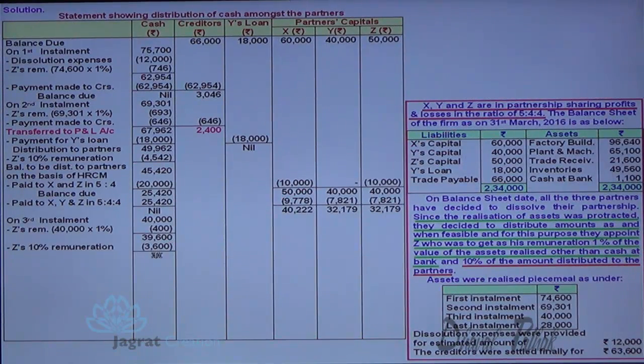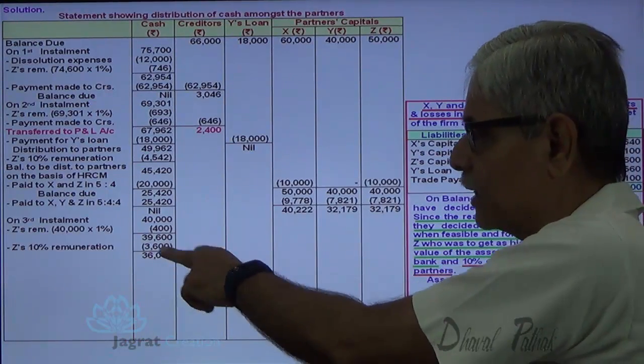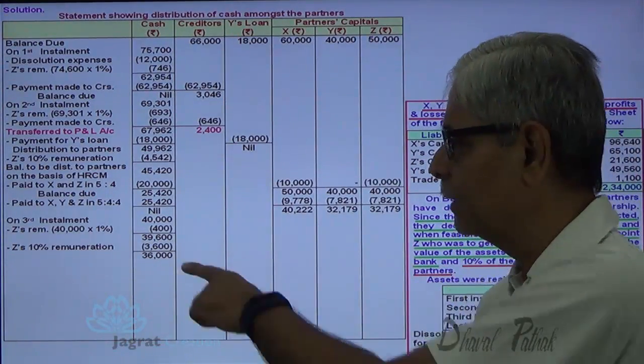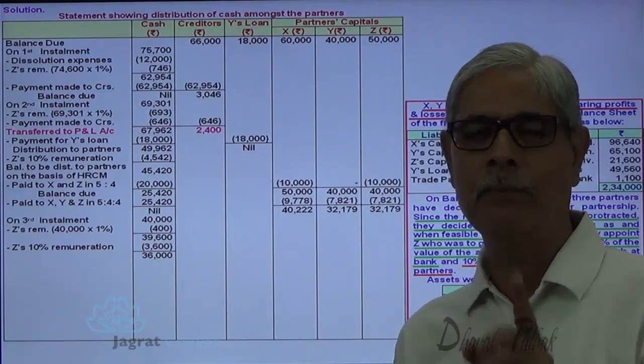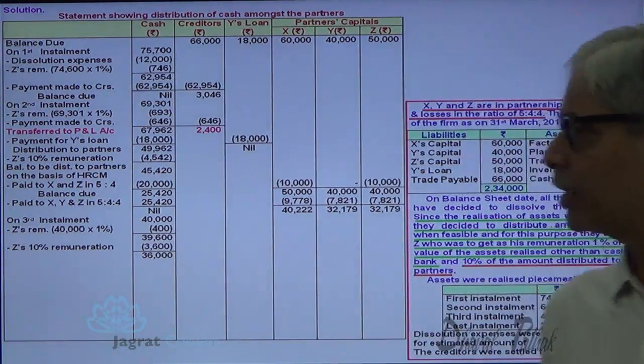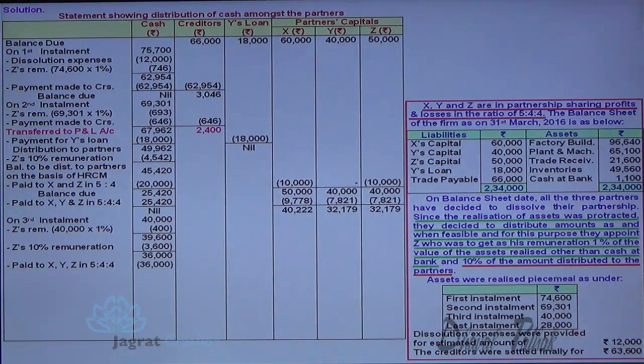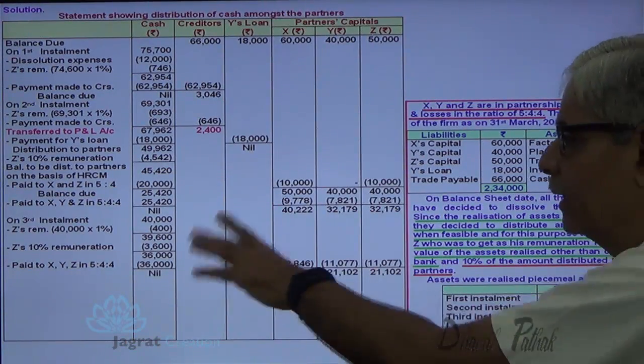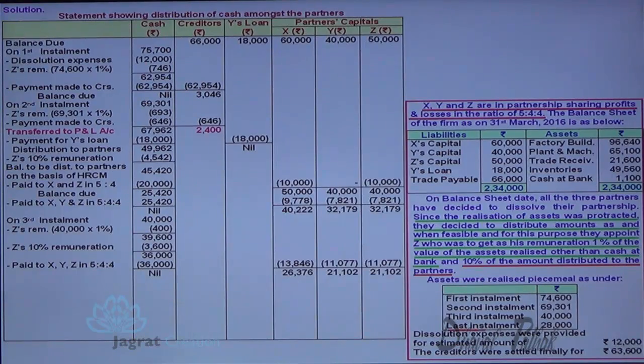So now amount available for distribution 36,000. See, 36,000 into 10%, 3,600. This 36,000 will be distributed in the profit sharing ratio because capital is also in the profit sharing ratio. So this is how 5:4:4 distribution is made. Now the capital yet to be redeemed is this much. Now let us go for the next installment.